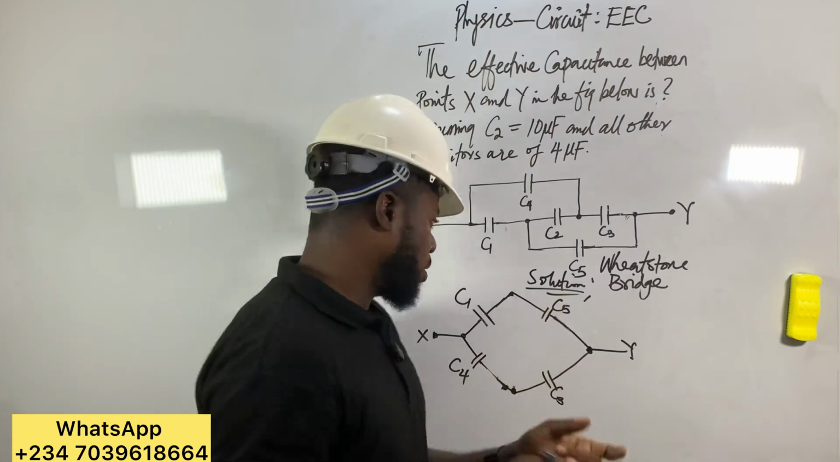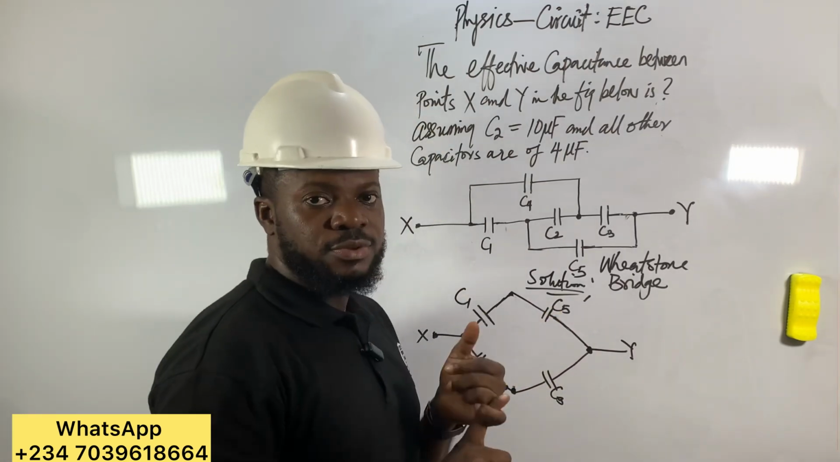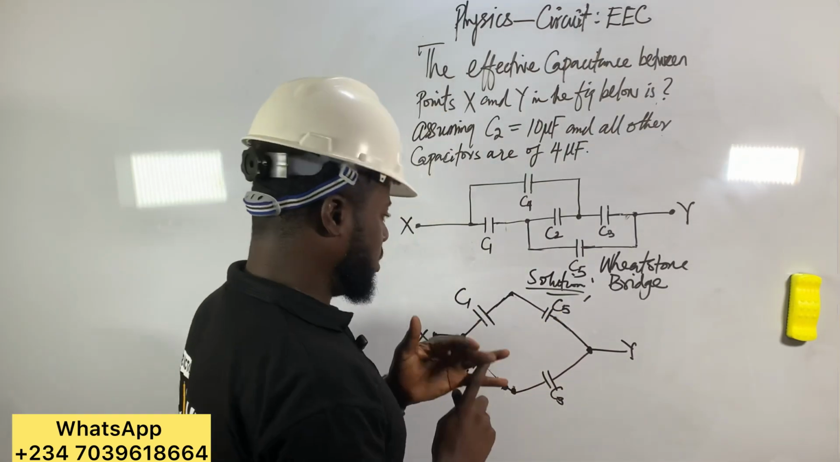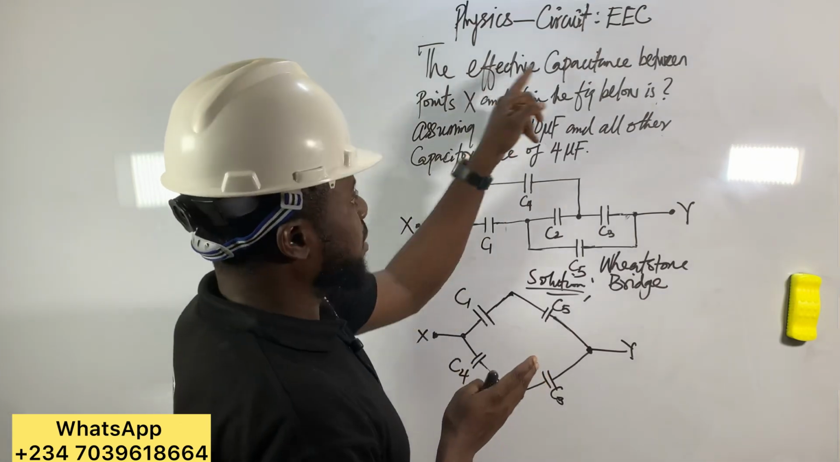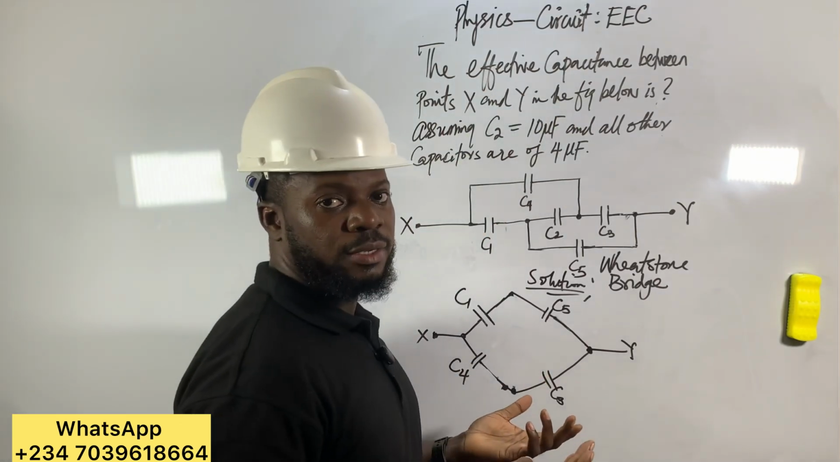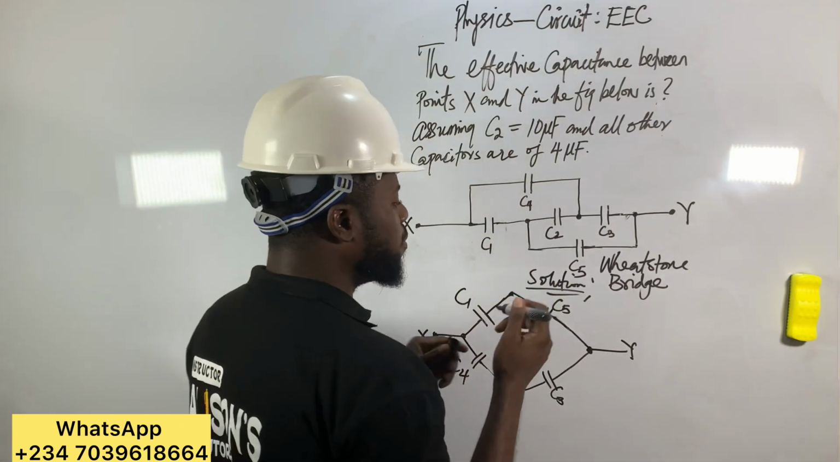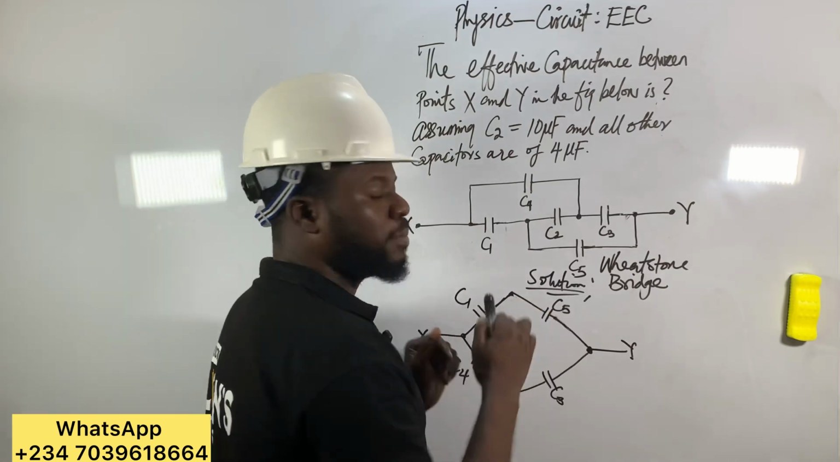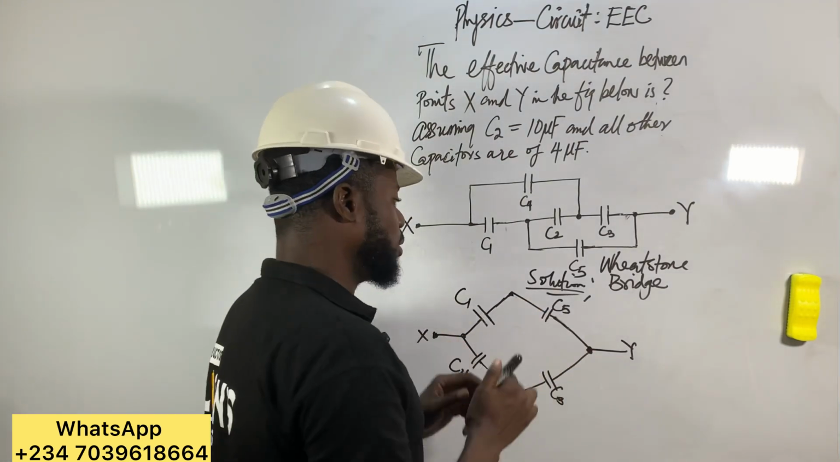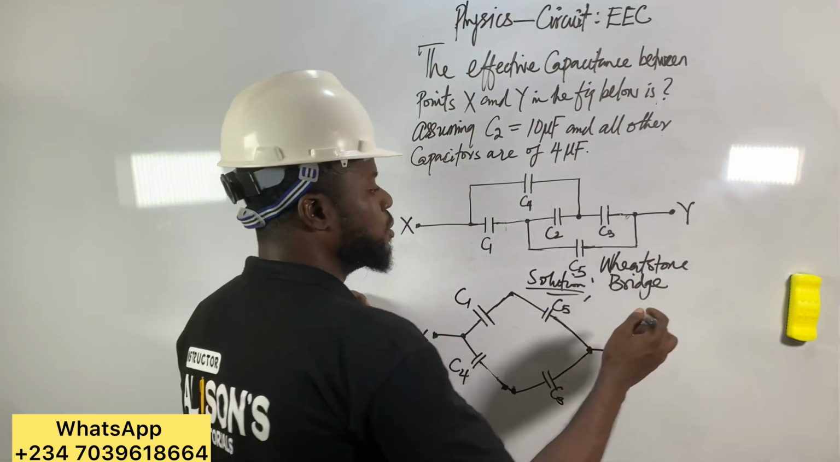So what we need to do now is to resolve this one in series, and then this one in series, then their result and their effective capacitance in parallel. Let's run it. So what is the formula to calculate this particular one? If you want to calculate capacitors in series, you will use this formula.